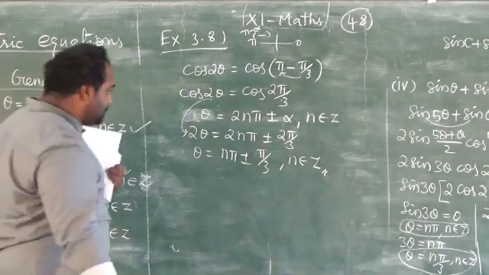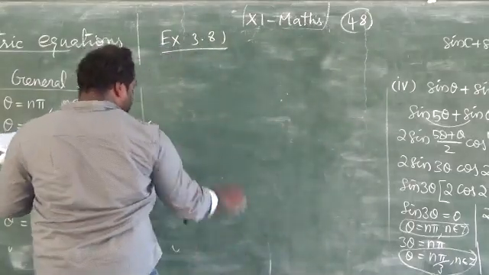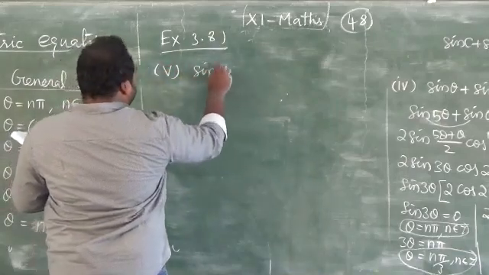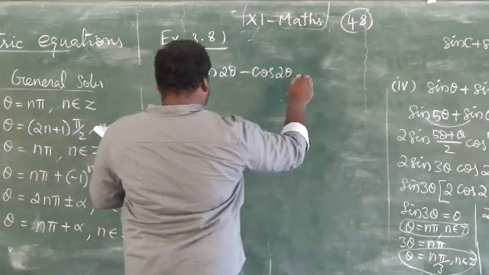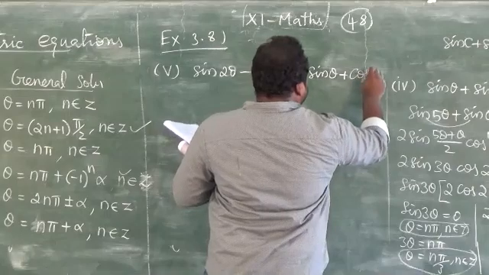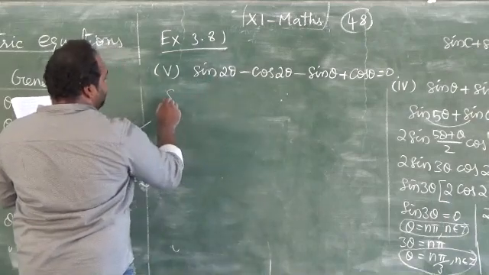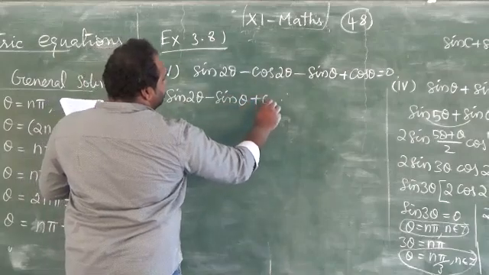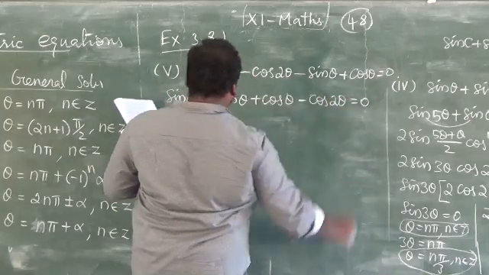The question is, fifth question: sin 2 theta minus cos 2 theta minus sin theta plus cos theta equal to 0. Here I have some rearrangement. First I am going to write sin 2 theta, then minus sin theta, then plus cos theta, then minus cos 2 theta equal to 0.